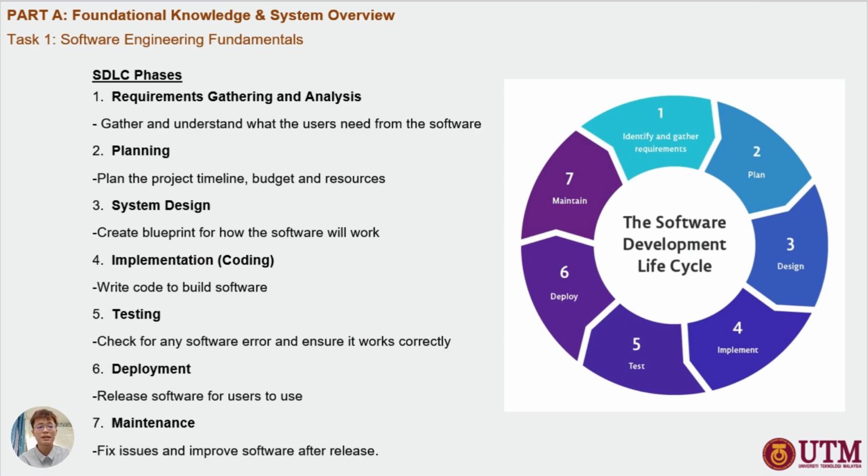After that is implementation, where the developer writes source code based on the design. Once the software is built, it enters the testing phase to identify and fix bugs and ensure it meets the requirement. The software is then deployed so that the user can start using it. Finally, the maintenance phase provides ongoing bug fixes, updates, and new features to keep the software reliable and meet the changing user needs.